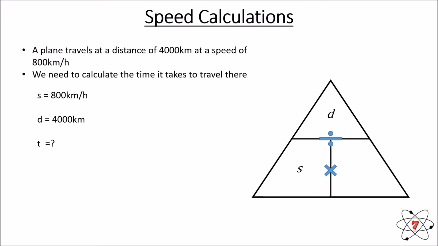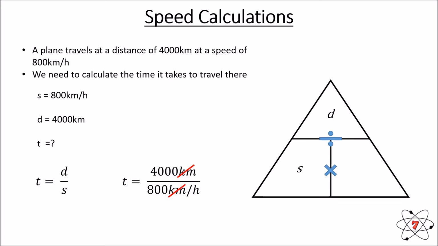So we go to our equation triangle and we cover up time because this is what we're trying to find out. And we're left with distance divided by speed. So time equals distance divided by speed. We then put our numbers into our equation. Time is equal to 4,000 kilometers divided by 800 kilometers per hour.